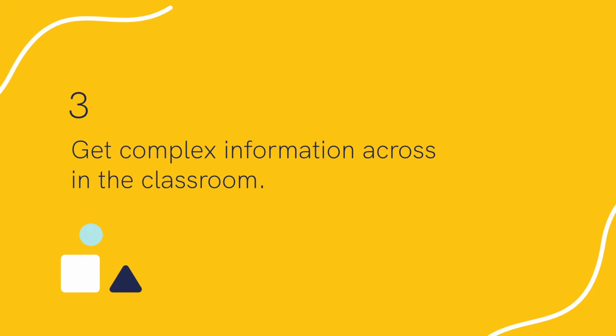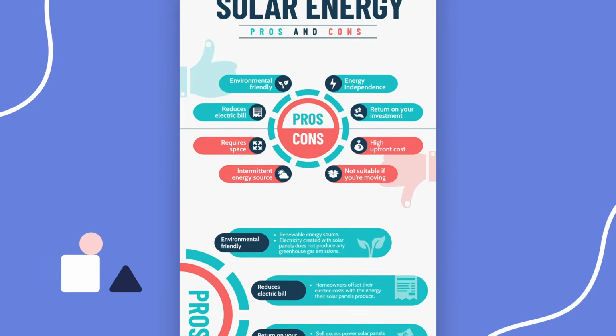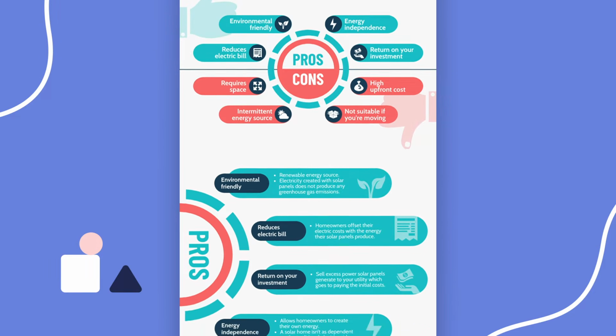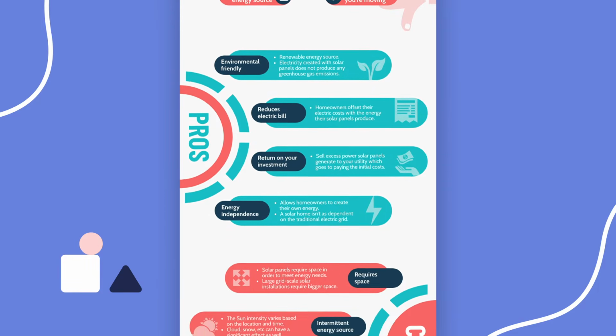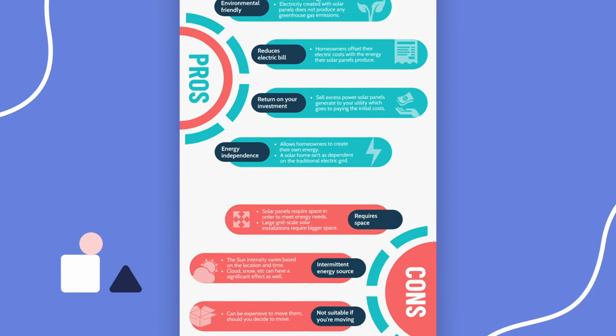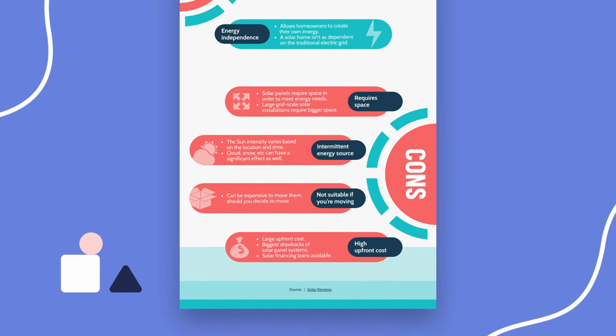Third is to get complex information across in the classroom. From understanding the impact of climate change to learning new vocabulary, enrich classroom lessons with visual aids. In fact, a small survey conducted on undergraduate students revealed that they did prefer infographics to text-based materials.